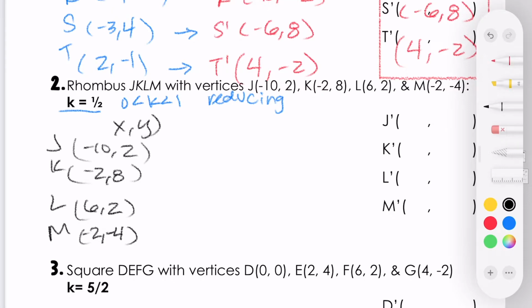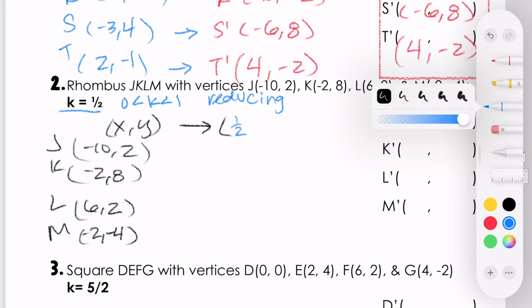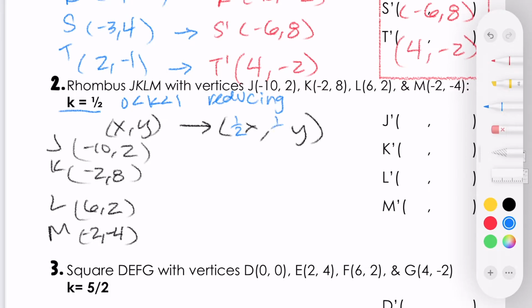We've got our expression. And in this case, since our k is half, we're going to do 1/2 x and 1/2 y as our algebraic representation for this. What that means is all we're going to be doing to find our new values and our new coordinates is we are going to be halving each of these values.